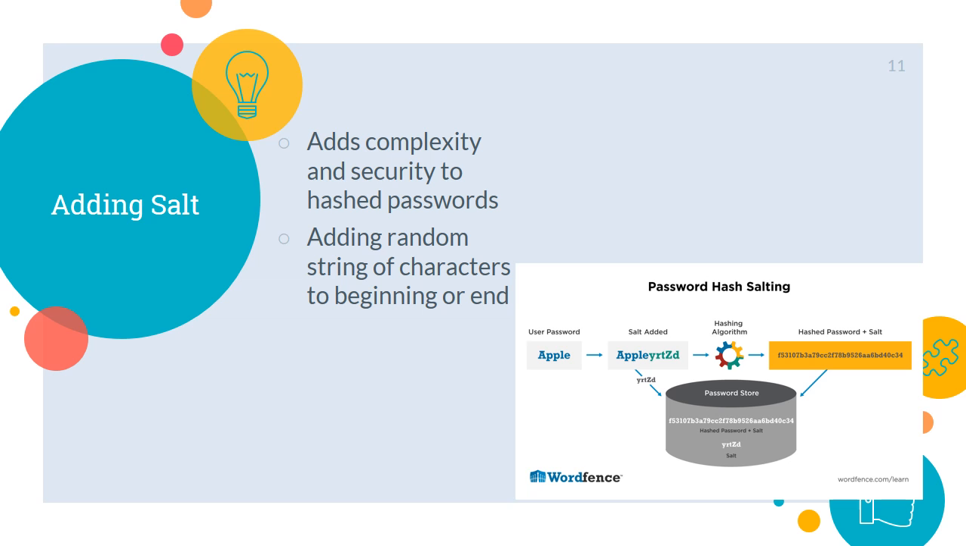Salt adds complexity and security to hashed passwords by adding random characters to the beginning or the end of the password. There are 2 types of salt, static and dynamic. Static salt means the same string is added to every password before it is hashed. Because it is the same for all passwords, it is stored in the application source file, not in the database.